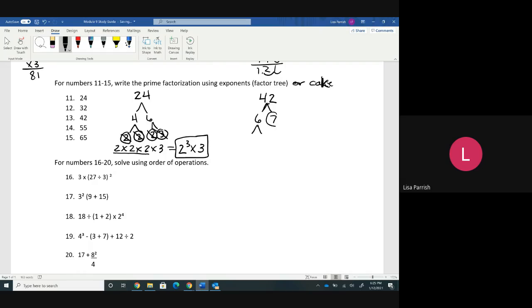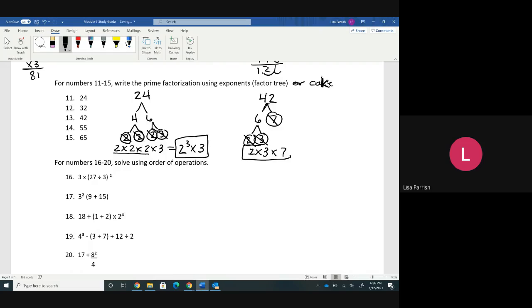You can look at your chart or you can think to yourself, what do I multiply to get 7? I can only use 1 and 7. So if there's only 2 factors, it's prime. So 6 breaks down to be 2 times 3. I know both of those are prime. So for this one, I've got to rewrite it as 2 times 3 times 7. Now they're only written one time.